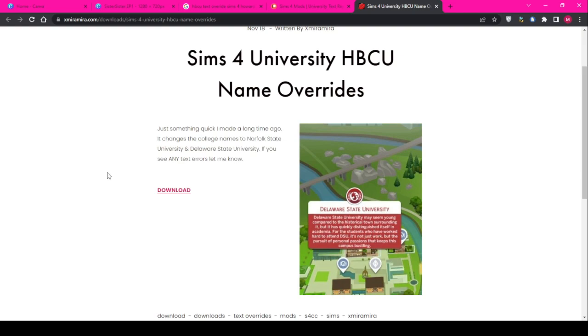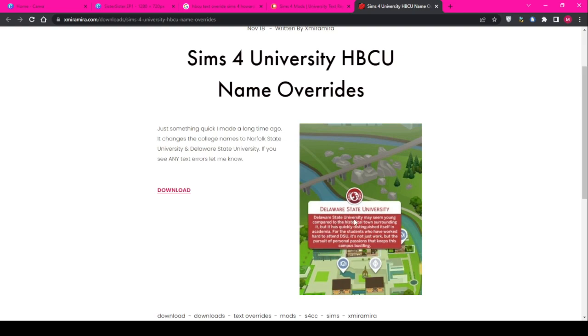So for this one, it changes the names to Norfolk State University and Delaware State University, and here's an example of what it looks like for the text override for Delaware State. I believe, do not quote me on this, but I believe that Delaware State replaces Foxbury and Norfolk State replaces Brightchester. I'm pretty sure, but I'm not positive.